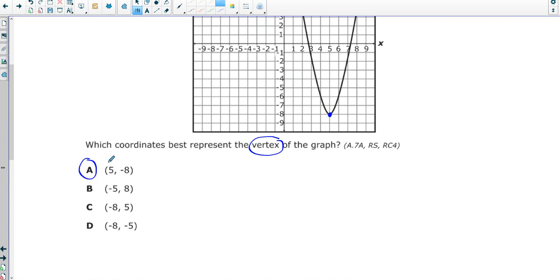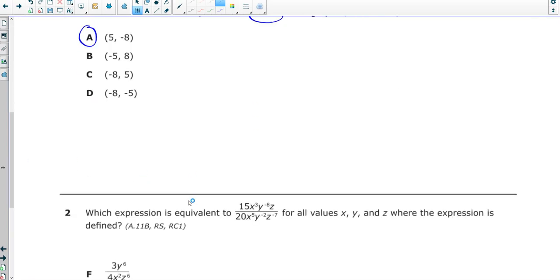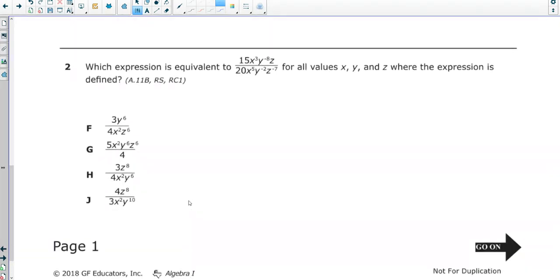Raise your hand if you got it right. Let me see. All right. Yay. I hope you felt good about this one. I hope you felt like when you started this review, you were like, hey, this is not too bad. Because these questions, they're not too bad. So anyway, number 2.